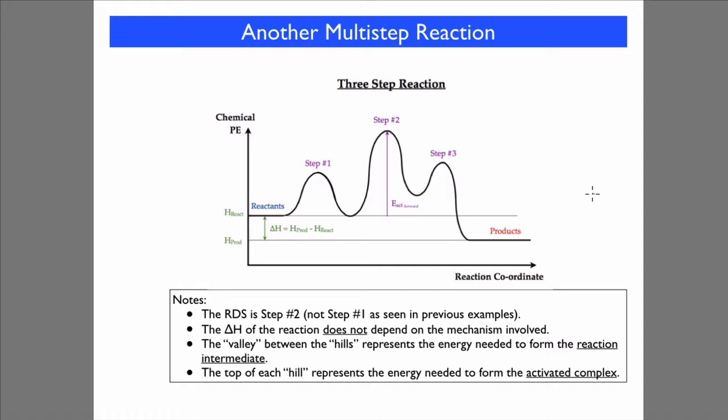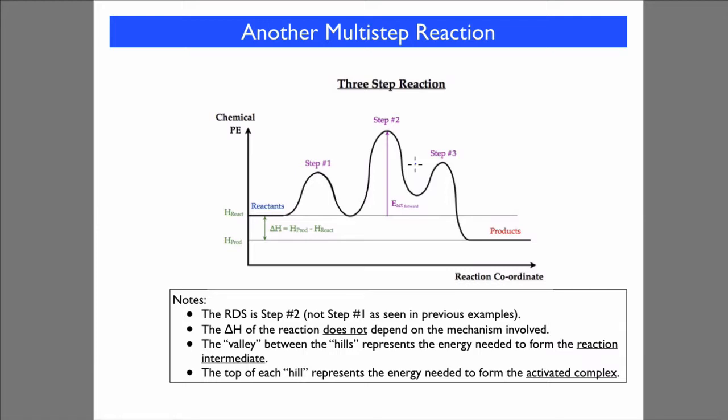Another multi-step reaction here, a 3-step reaction. Let's say read the notes for this one. The rate determining step is step 2. Why is this? It is step 2 because this has the highest activation energy out of this step here. The activation energy of step 1 is smaller than the activation energy of step 2. And the rate determining step also has the highest activation energy.